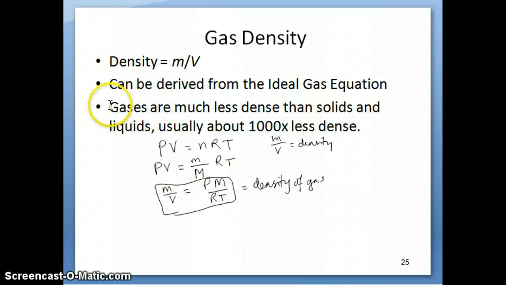Okay. In general, as we've talked about before, gases are a lot less dense than solids and liquids. You'll see why when we get to the kinetic molecular theory of gases, because a lot of gases are just empty space. So you usually see that in terms of units, the gases are about 1,000 times less dense than the corresponding liquid or solid version of that same substance.